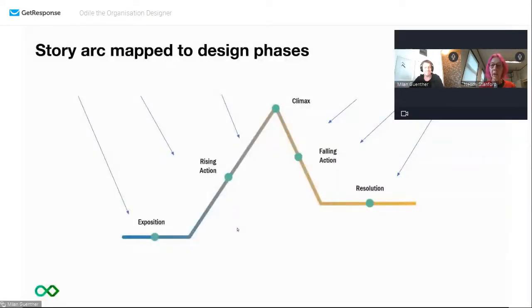For those of you who don't know me, I've been in organization design for several decades now, and it's really interesting for me to see how some of the aspects of it are changing, which we can touch on in the questions. But for the purposes of today, I'm going to tell the story of the Odile mapped to the organization design phases.